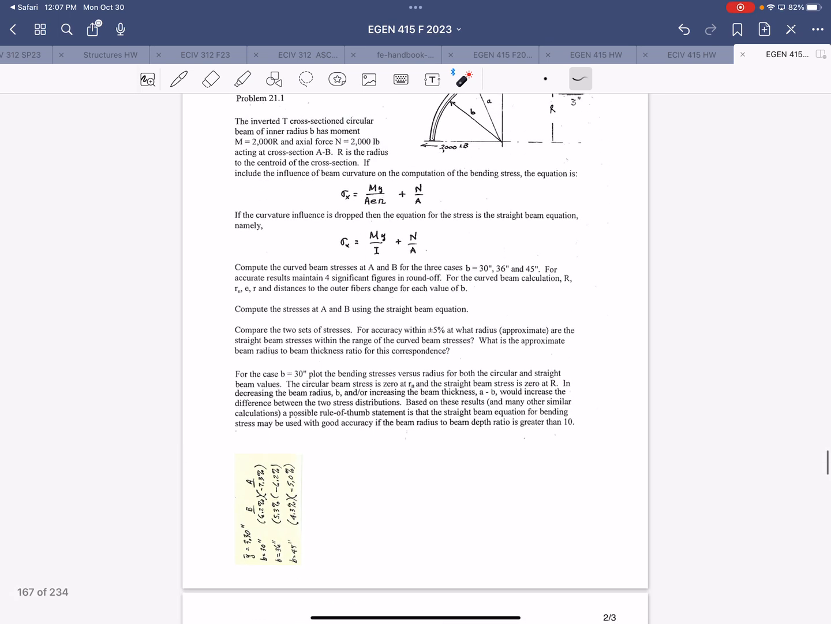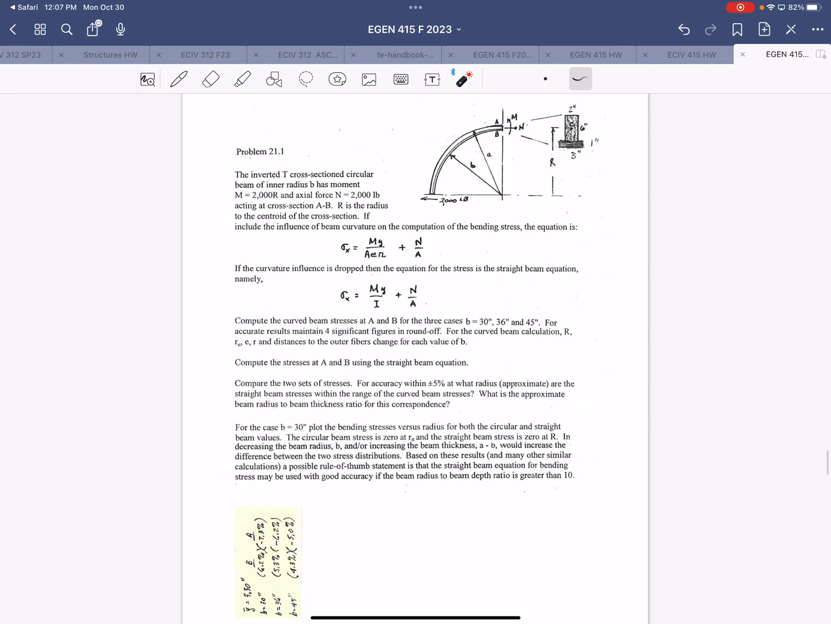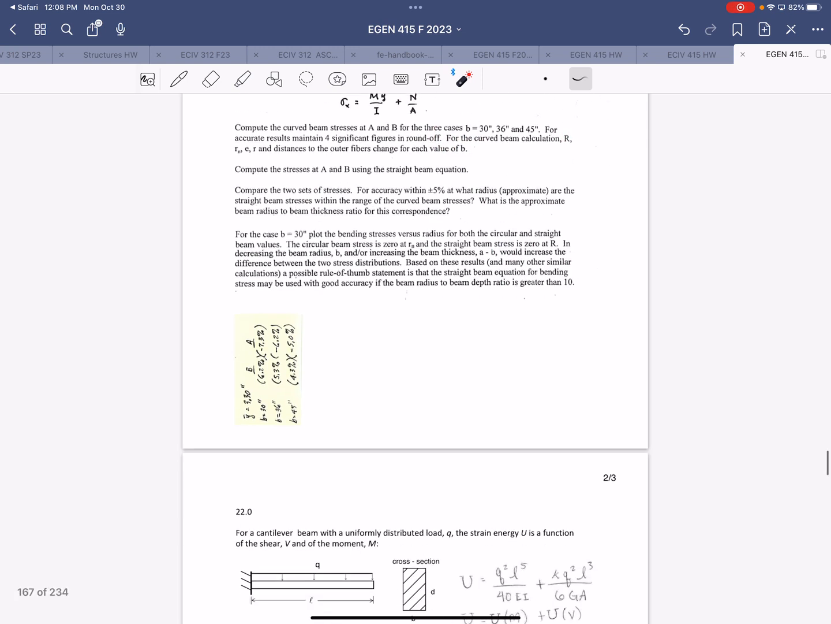Is an Excel spreadsheet best for that? You could use an Excel spreadsheet. I'm not going to grade your Excel spreadsheet, so I'd want to see sample hand calculations and make sure that you are clear about which values change for each iteration of b. Yeah, in your hand calcs anyway.